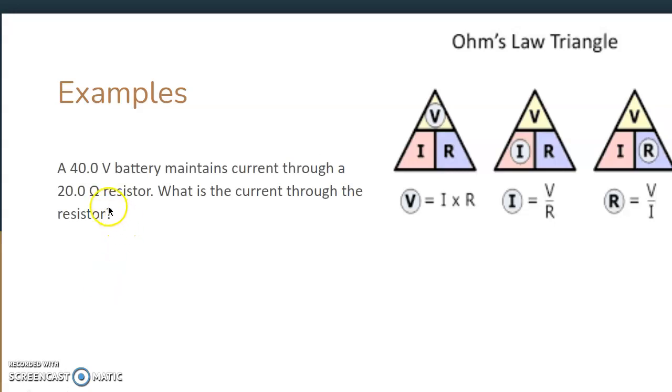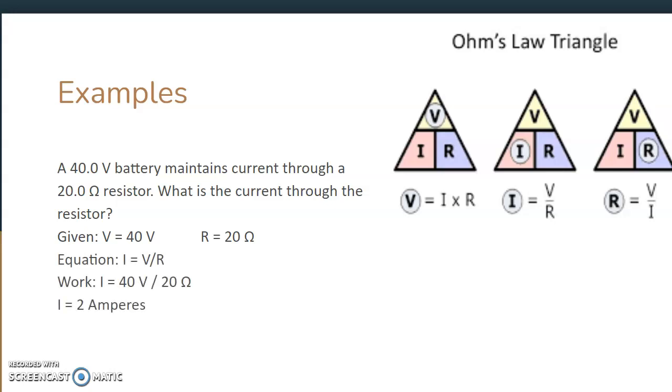All right, one more example. A 40-volt battery maintains current through a 20 ohm resistor. What is the current through the resistor? So again, for step one, we change our numbers into variables. V is equal to 40 volts. Our resistance is 20 ohms. And we're looking for current, so we need I on the left side of the equation. I is equal to V divided by R. Then we replace our variables with numbers and divide to get 2 amps.